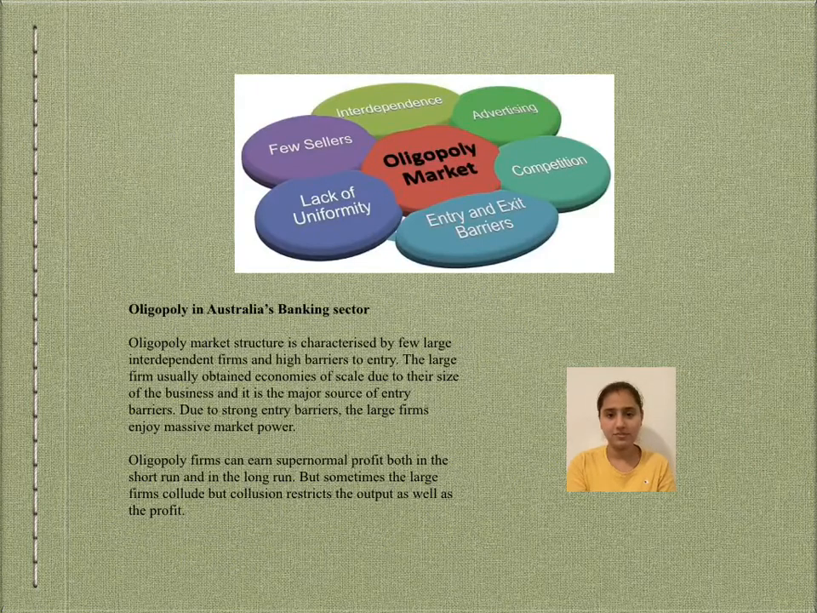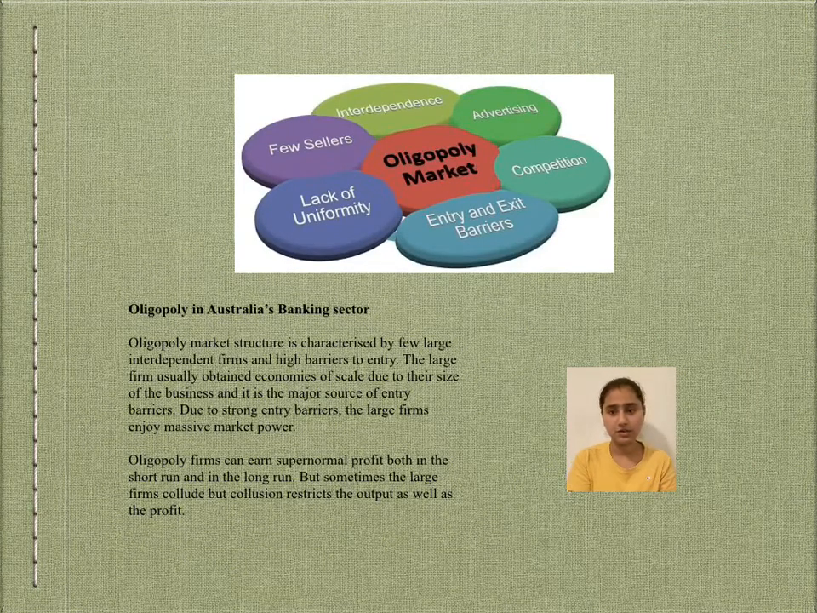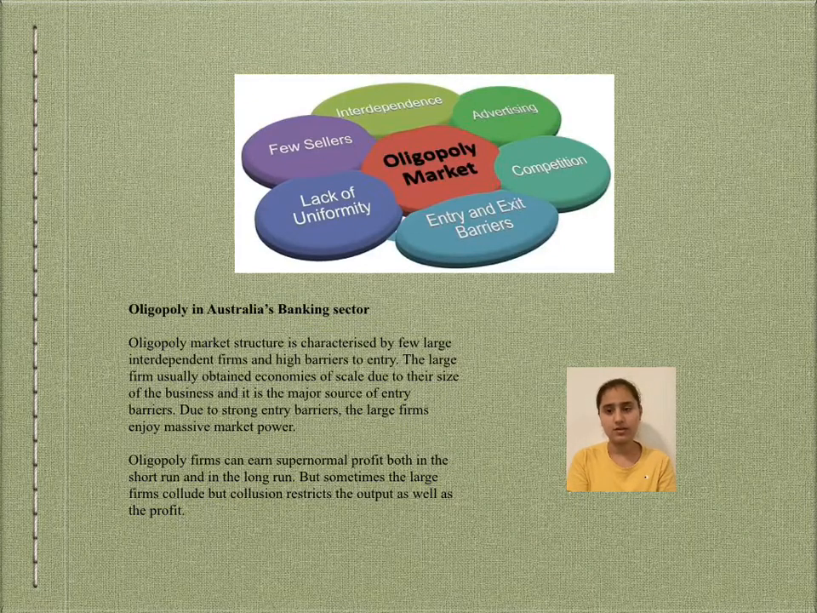Hi, my name is Jasmeet, and I'm speaking about oligopoly in Australia's banking sector today. The oligopoly market structure is characterized by a few large interdependent firms and high barriers to entry.